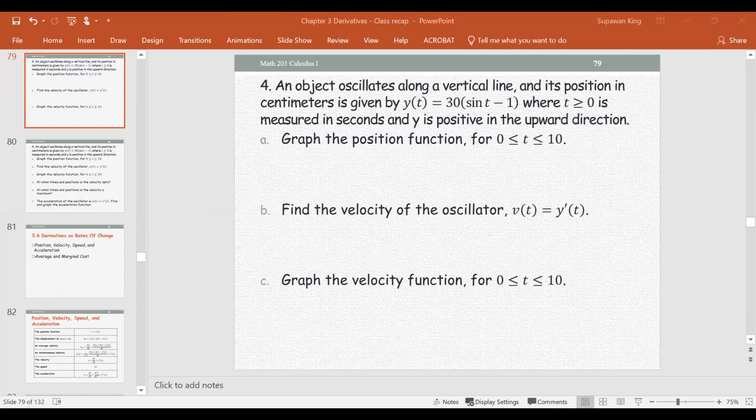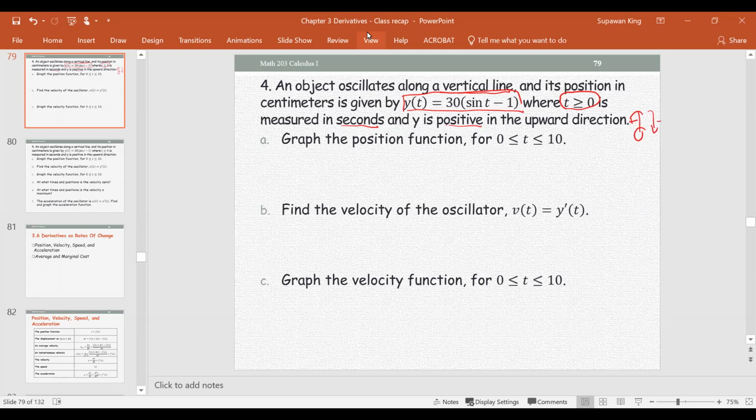So for number 4, an object oscillates along a vertical line, and its position in centimeters is given by y of t equals 30 times sine of t minus 1, where t is greater than or equal to 0. Just in general, the time t is always non-negative, and it is measured in seconds. y is positive in the upward direction. It goes up positive and then comes down negative.